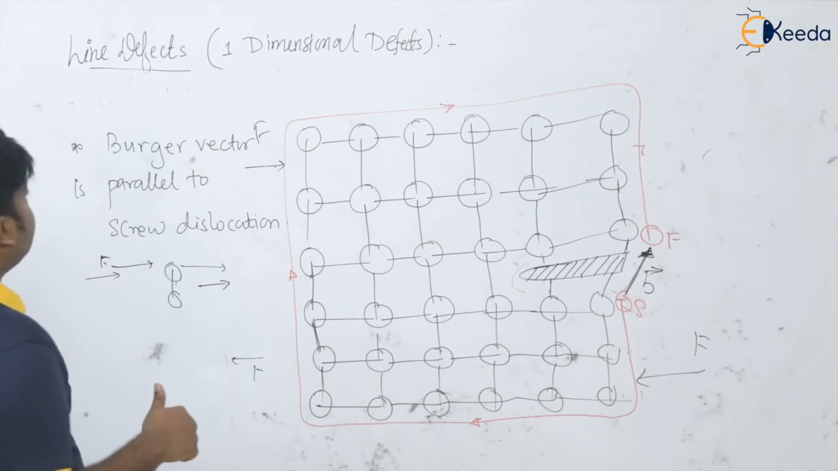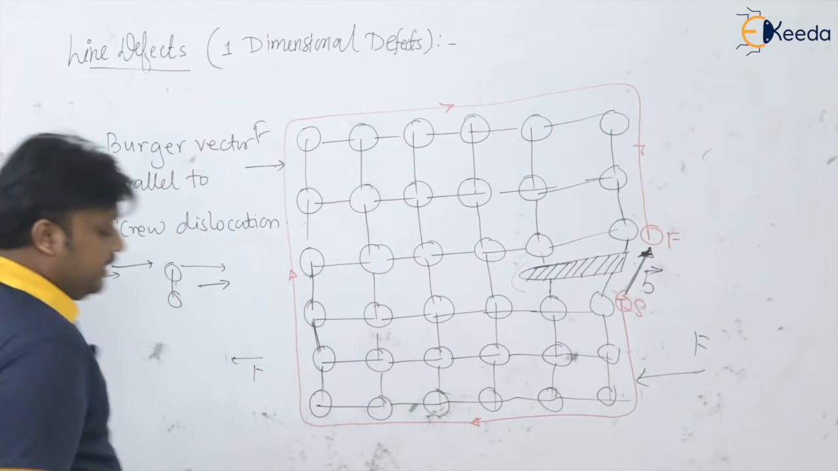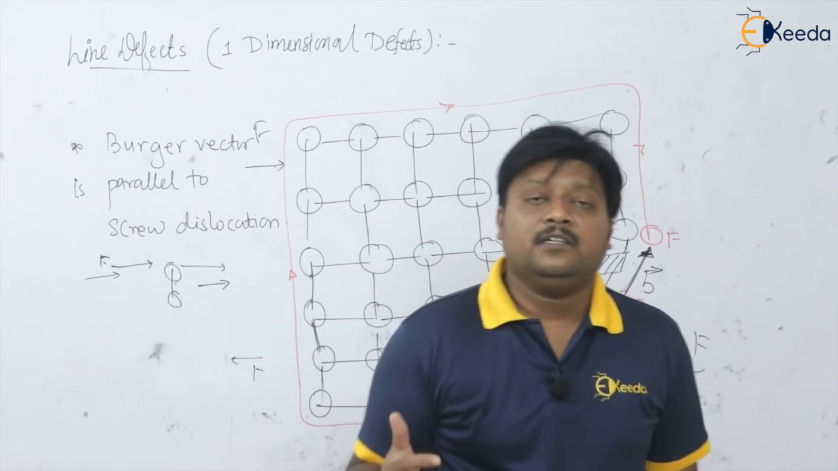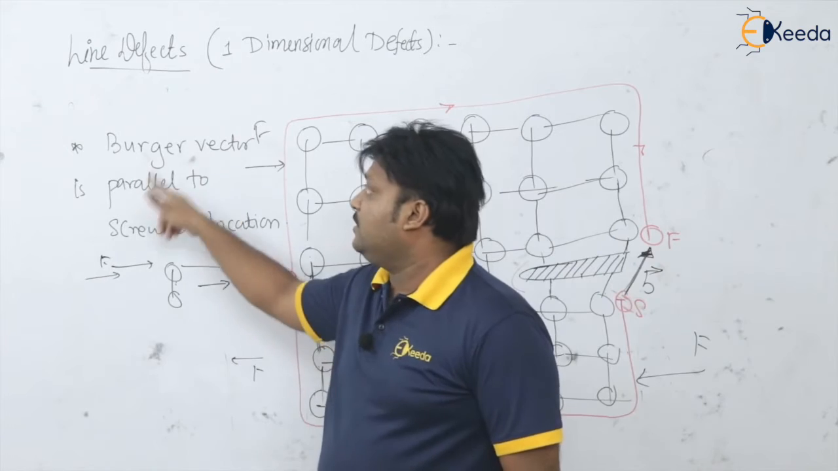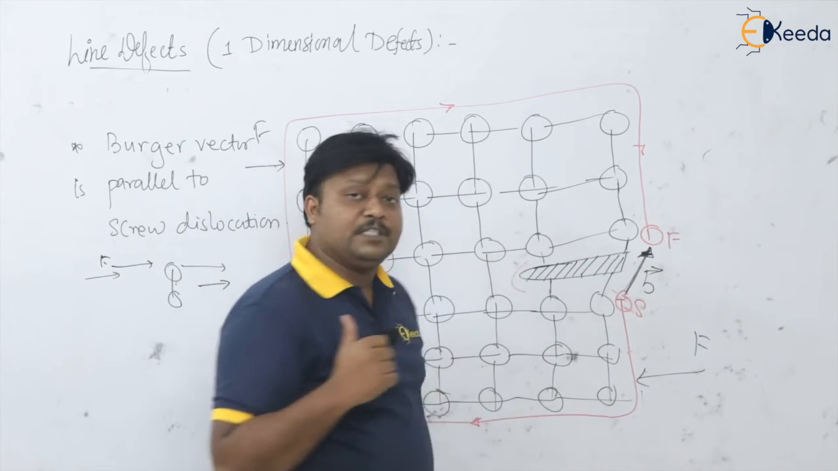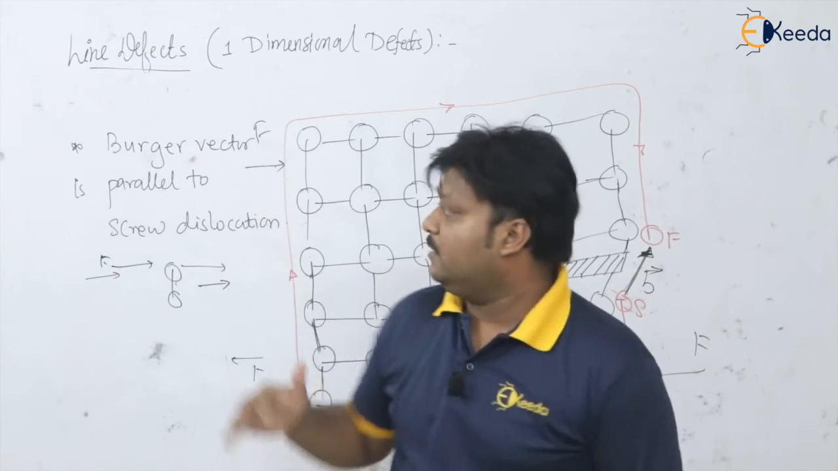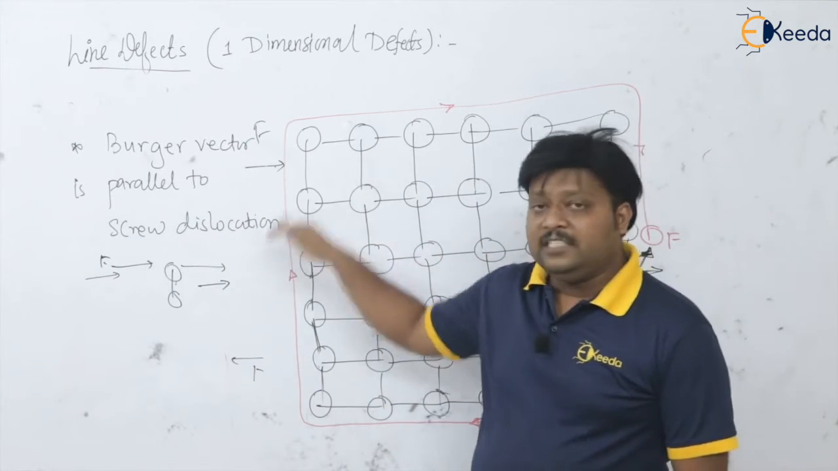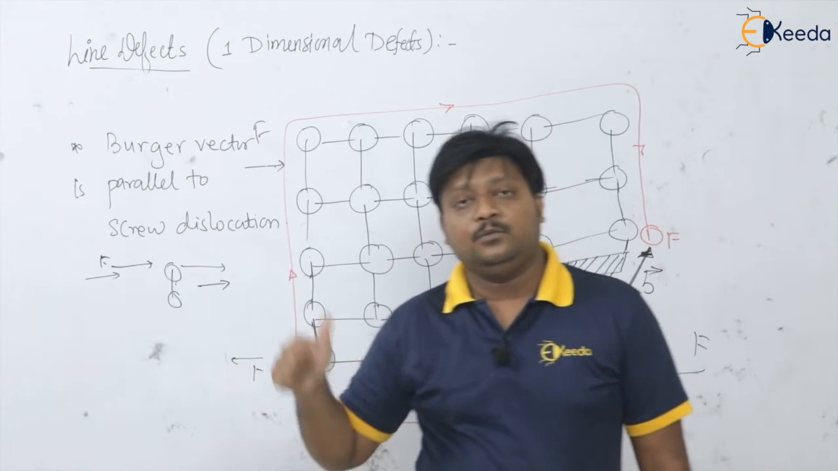And of course, one of the differences: in edge dislocation the Burgers vector is perpendicular, whereas in screw dislocation the Burgers vector is parallel to the screw dislocation. So these are some important differences between the edge dislocation and screw dislocation.